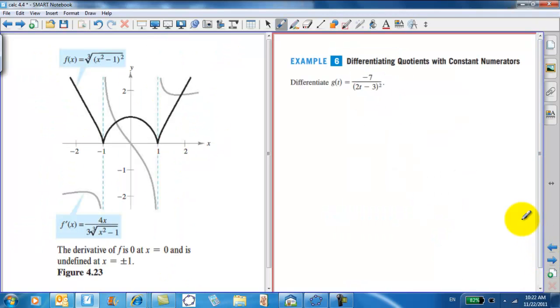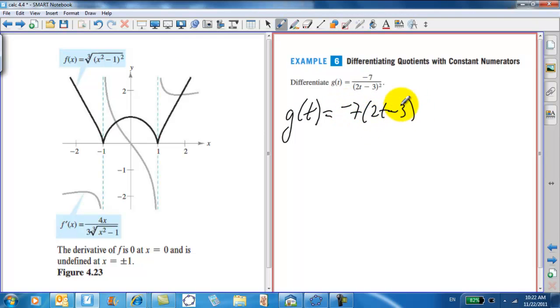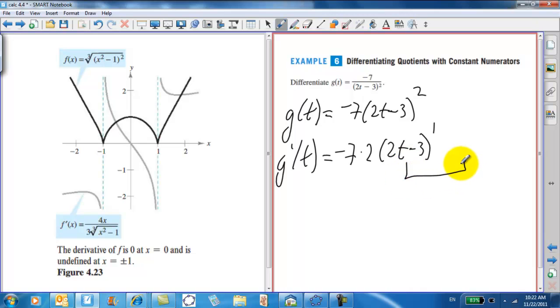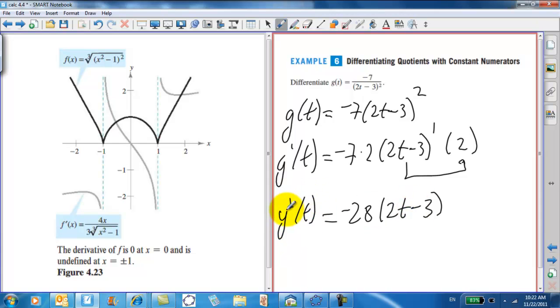Now, we've seen this problem before: differentiating quotients with constant numerators. If the numerator is a constant, you don't really need the quotient rule. It behooves you to just change the form a little bit and say this is negative 7 times (2t minus 3) to the negative 2. Now we can just use the constant multiplier rule: negative 7 times negative 2 times (2t minus 3) to the negative 3, and then don't forget the derivative of that inner function, which is 2. And so we get the derivative. Much easier than going through all that hassle of the quotient rule.